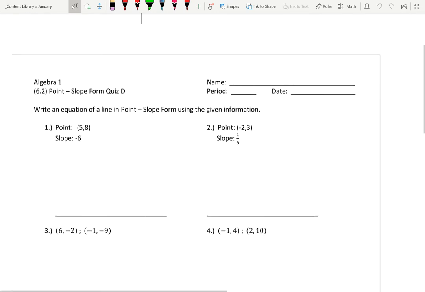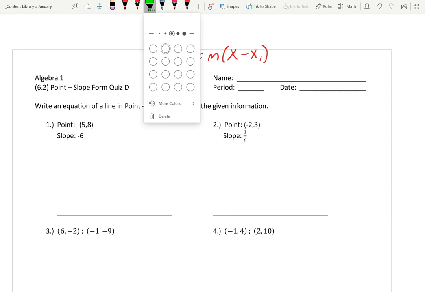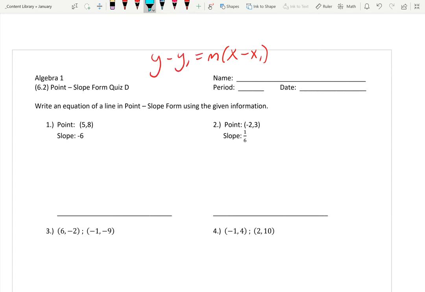So the point-slope formula, I'll write it at the top of the page here, is y minus y1 equals m parentheses x minus x1. Now I'm going to highlight, let's use blue, blue's nice. Highlight what we're going to plug in. We're going to plug in y1, m, and x1. These are the three numbers that we plug in. Now for numbers 1 and 2, this is very simple. This is very easy. We just have to put the numbers in the places, okay?